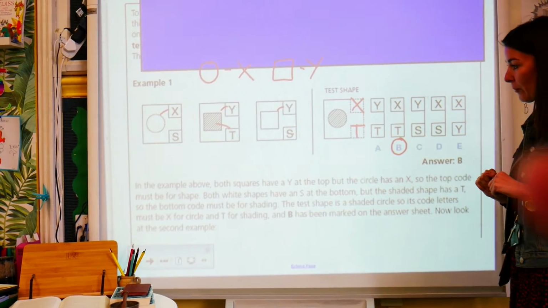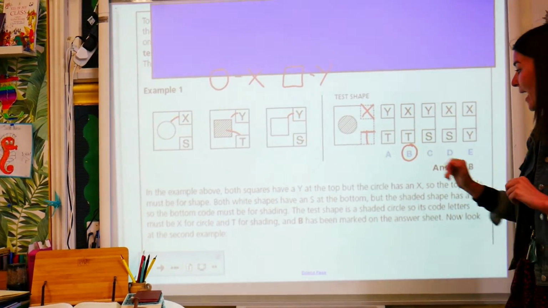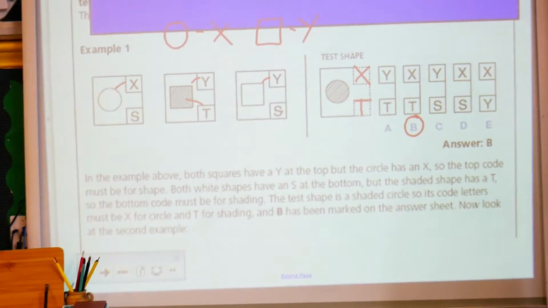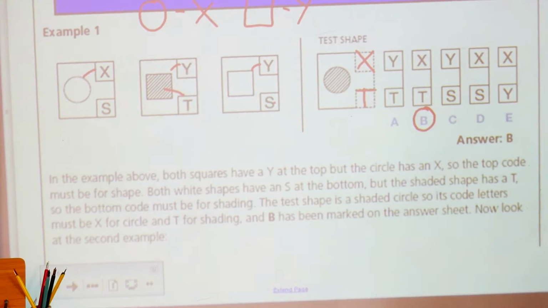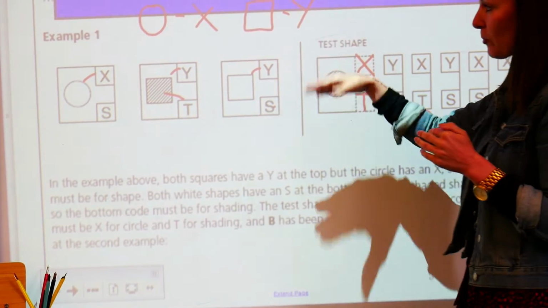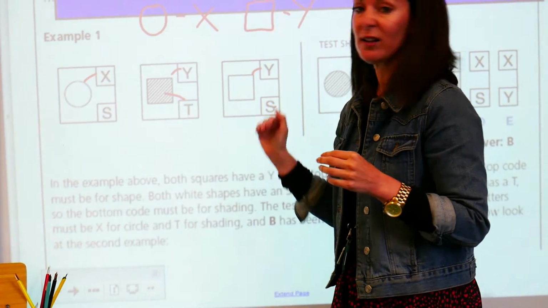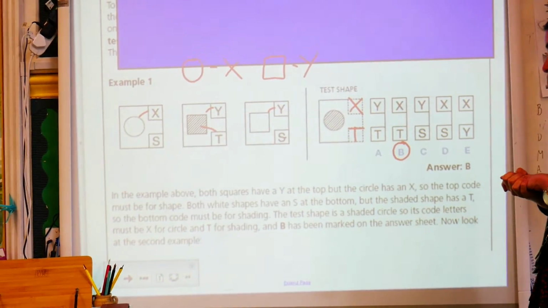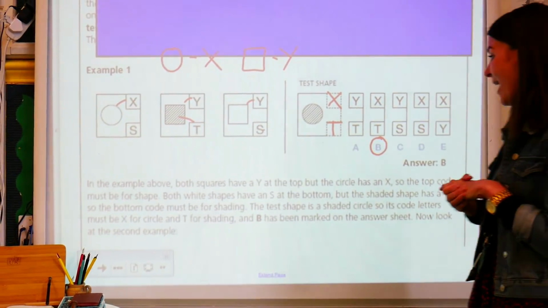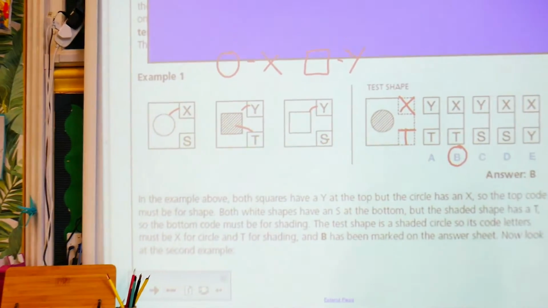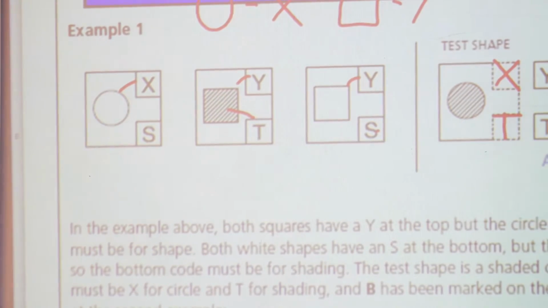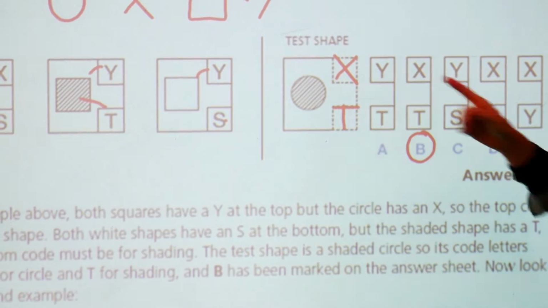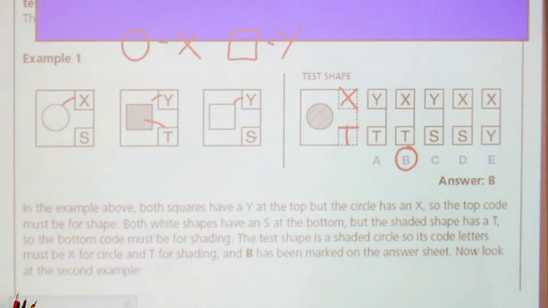Let's look at our explanation. In the example above, both squares have a Y at the top, but the circle has an X. So the top code must be for the shape. That's an important point, because it could be that the top code is actually showing the colour. So you have to work out those aspects as well. Both white shapes have an S at the bottom, but the shaded shape has a T. So the bottom code must be for shading. The test shape has a shaded circle, so its code letters must be X for circle and T for shading. And B has been marked on the answer sheet.